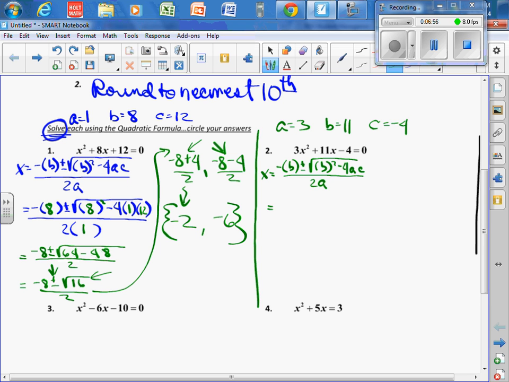I'm telling you, you're going to want to write the formula down first. Always get used to the formulas, and then always put that B in parentheses. 1, because you have a negative here, and 2, because you're squaring it. I guarantee you, you will want to put those things in parentheses. All right, so we'll have negative 11 plus or minus the square root of 11 squared minus 4 times 3 times negative 4. All of it over 2 times 3.